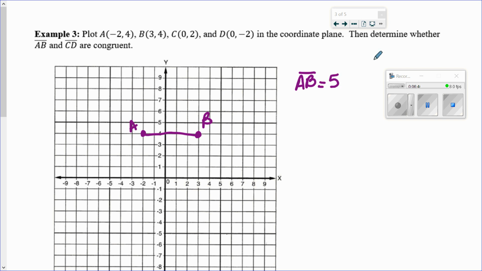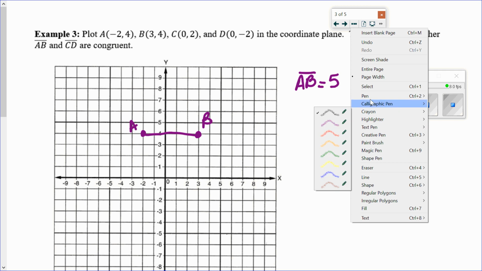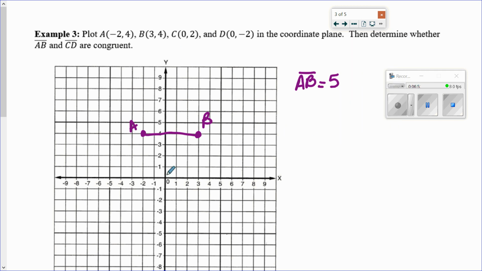Okay, and now we just have to plot CD. Change the color for you guys. So CD I have is (0, 2). It's right here. I'm not moving left or right because my X in this case is 0, no movement. Over here I have (0, -2). Label, I have C, D. I'm just counting 1, 2, 3, 4. So CD is 4. If you look, they're not the same numbers, therefore they cannot be congruent. So AB is not congruent to CD. Okay.